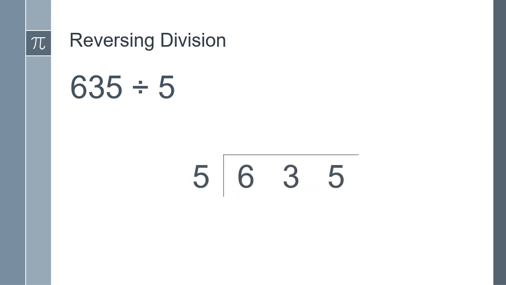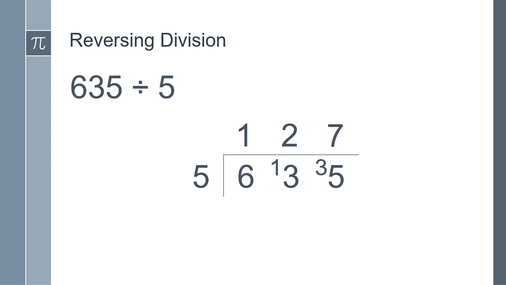Finally, now reverse division. You probably guessed how to do this. Let's say we have a sum like 635 divided by 5. We set it out on the bus stop. 6 divided by 5 is 1 with 1 to carry. 13 divided by 5 is 2 with 3 to carry. And 35 divided by 5 is 7 with nothing to carry.